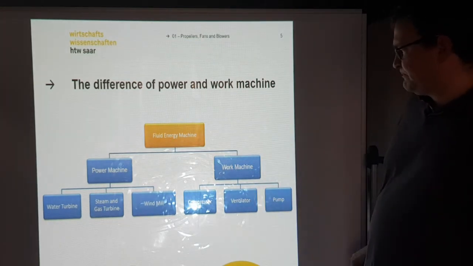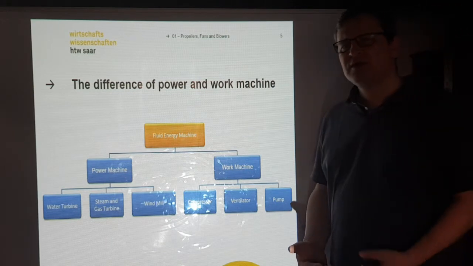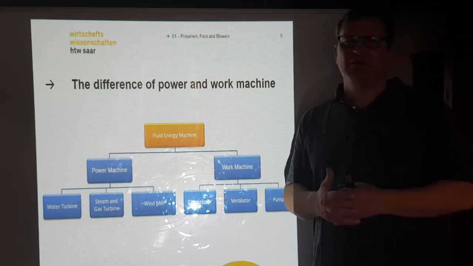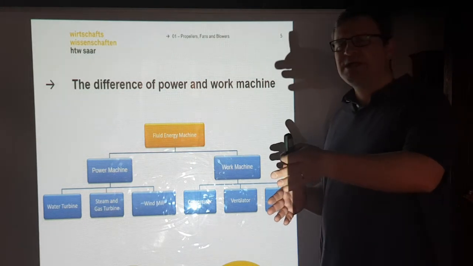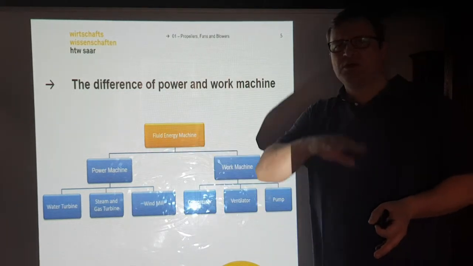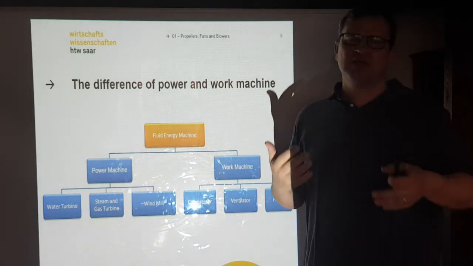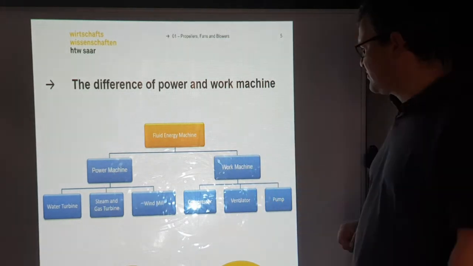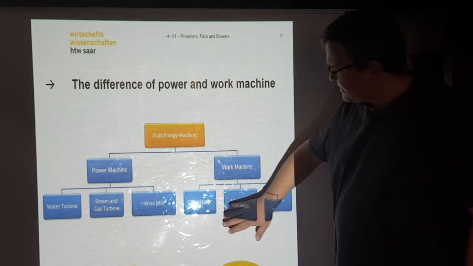Steam or gas comes into the turbine, it will be burned or expanded, and then we get electricity or movement of the gears. And we can have windmills. Windmills are a really simple example of power machines. The wind is flowing, the air is flowing, the rotor of the windmill will rotate, and we get electricity from the generator.